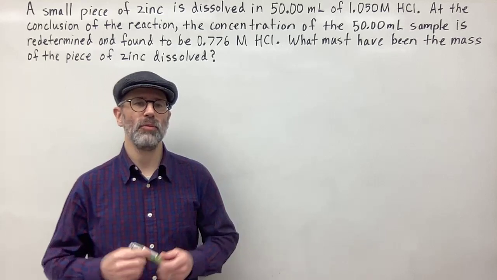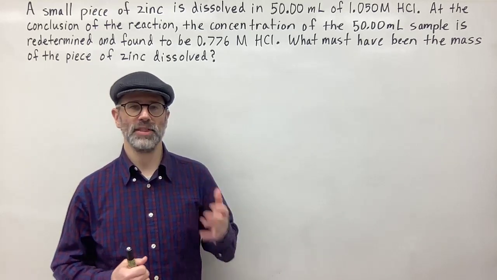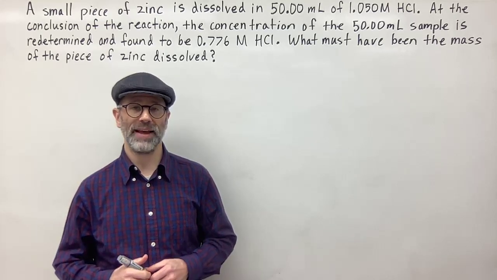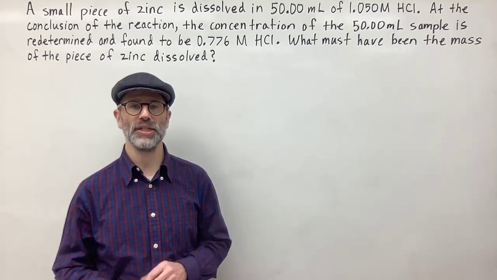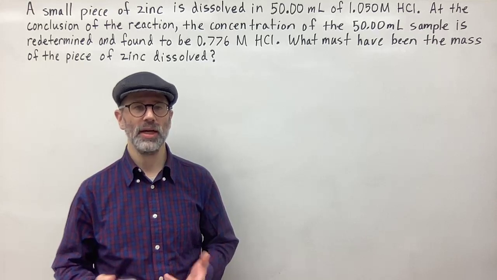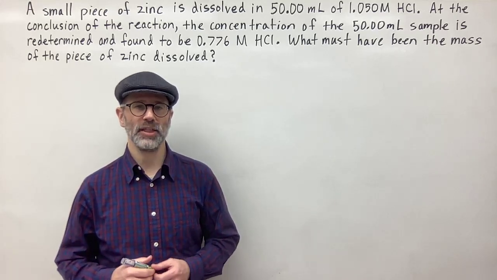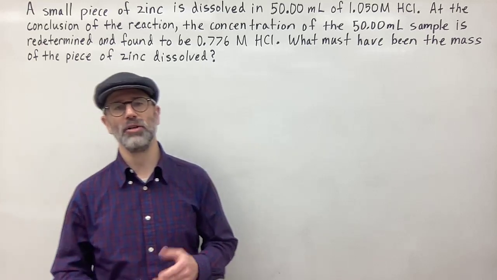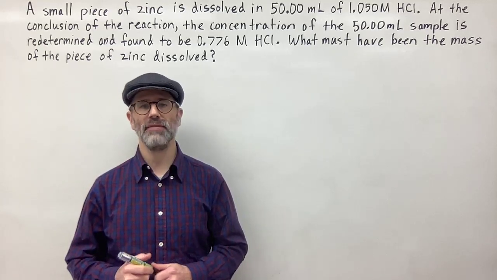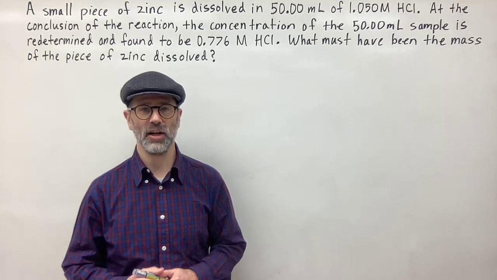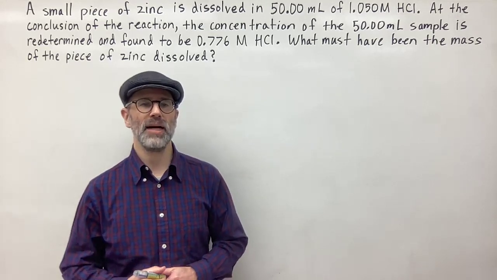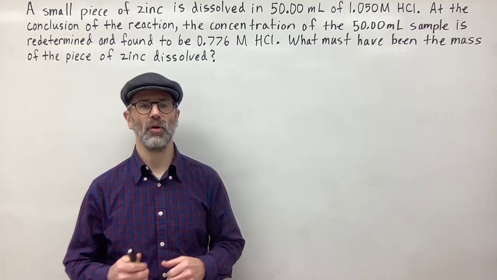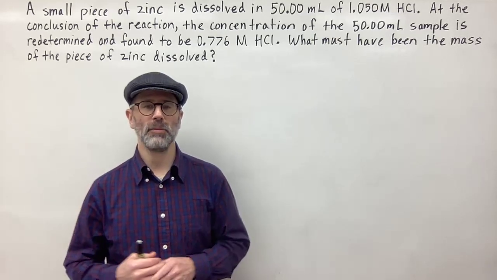So in this problem, we are given a small piece of zinc, and we're told it dissolved in 50 milliliters of a HCl solution, 1.050 molar. At the conclusion of the reaction, the concentration of the 50 milliliter sample is redetermined and found to be 0.776 molar HCl. What must have been the mass of the piece of the zinc that's dissolved? Okay, so how do you attack this problem?